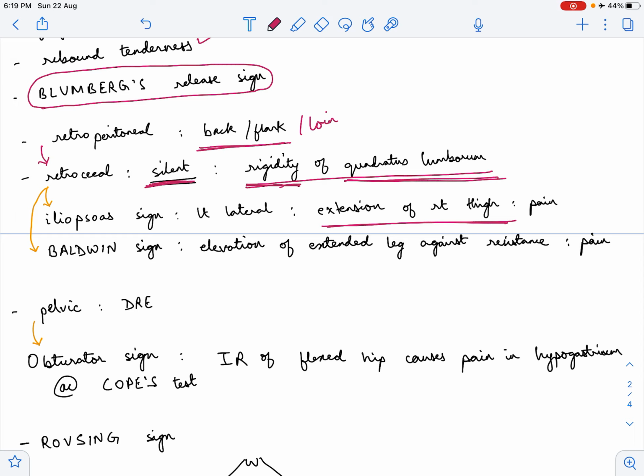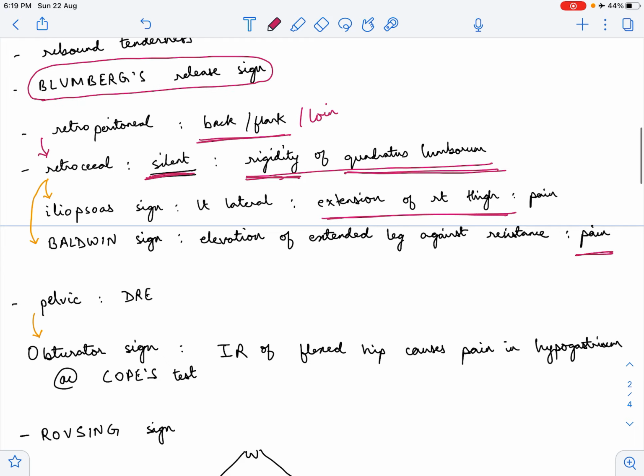This sign is usually elicited when you first ask the patient to be in the left lateral position. So he is in the left lateral position, and by default his knees are flexed, his thigh is flexed. When you ask him to extend the right thigh, he gets pain. This is called the iliopsoas sign. Now supposing the patient is able to extend the leg, if you ask the patient to elevate the extended leg against resistance, the patient complains of pain. This is called Baldwin sign.